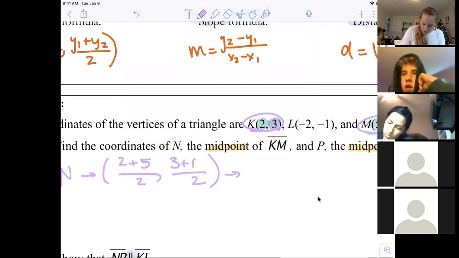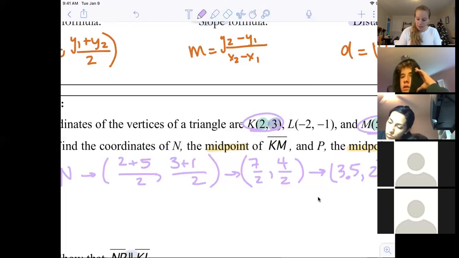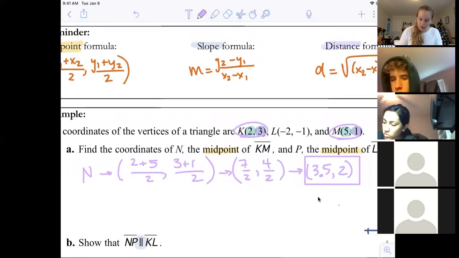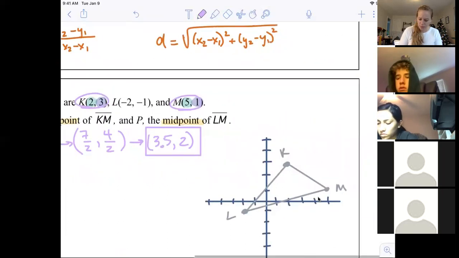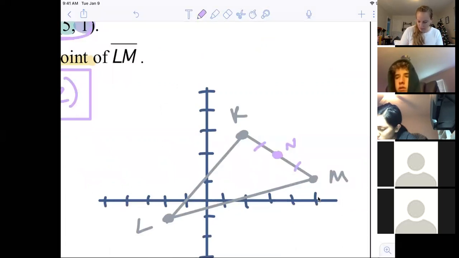We start simplifying. 2 plus 5 is 7. 3 plus 1 is 4. So I've got 7 over 2 and 4 over 2. You can make them decimals, go for it. You can also leave them as fractions, whatever makes you happy. 7 over 2 is 3.5, and 4 over 2 is 2. So my first point, N, is at 3.5, 2. If I were to graph that, that'd be about here. Again, I didn't draw a perfect graph, but it looks about at the midpoint.